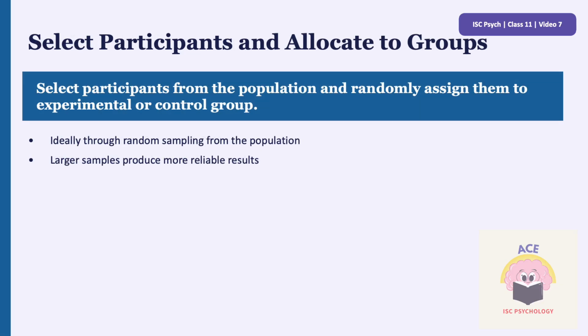Step 4. Select participants and allocate them to groups. Participants are selected from the population, ideally through random sampling, and then randomly allocated to the experimental or the control group. The number of participants should be large enough that random variation between individuals does not distort the results.